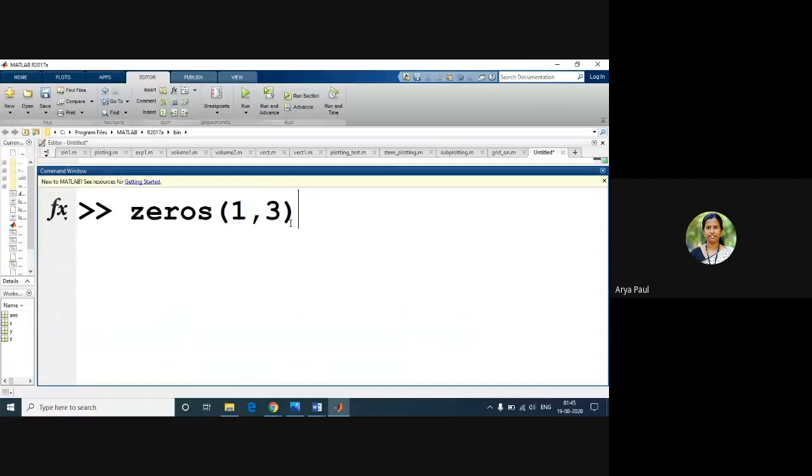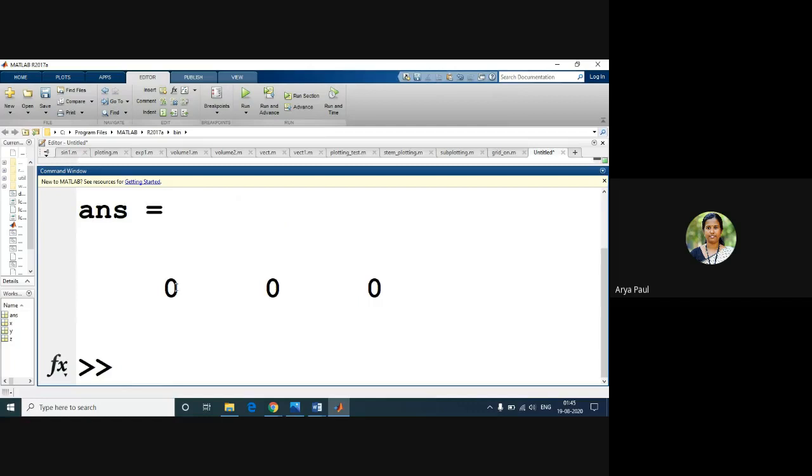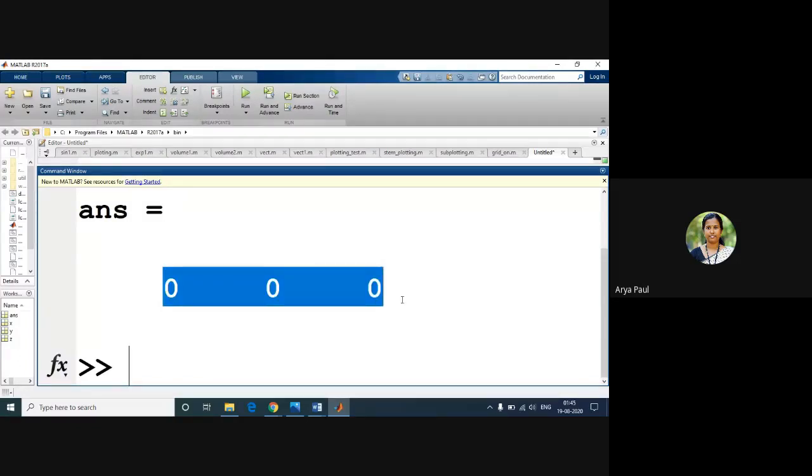So zeros of 1, 3 means you are creating one row, 3 columns full of zeros. You press enter, and you will get 0, 0, 0. One row, 3 columns, full of zeros. This is an array which contains only the element 0.